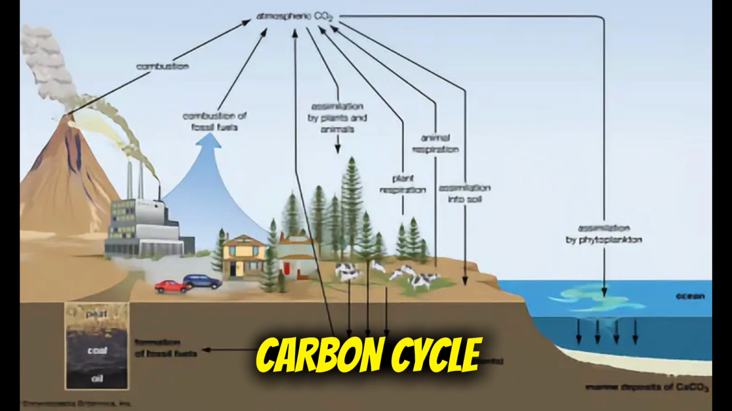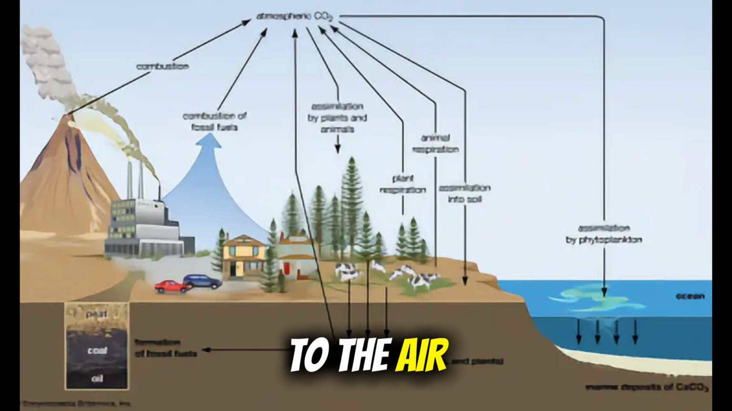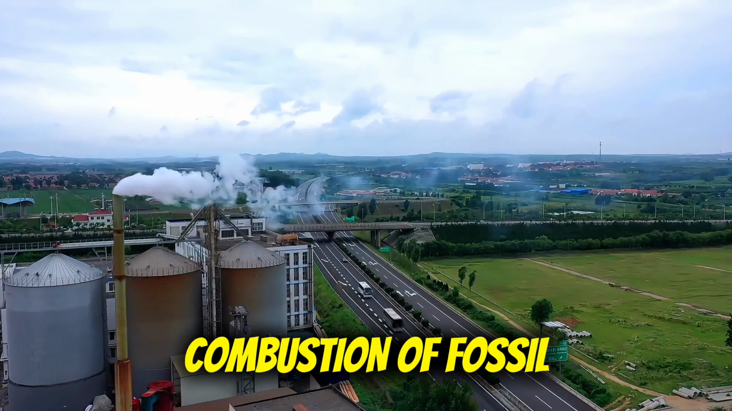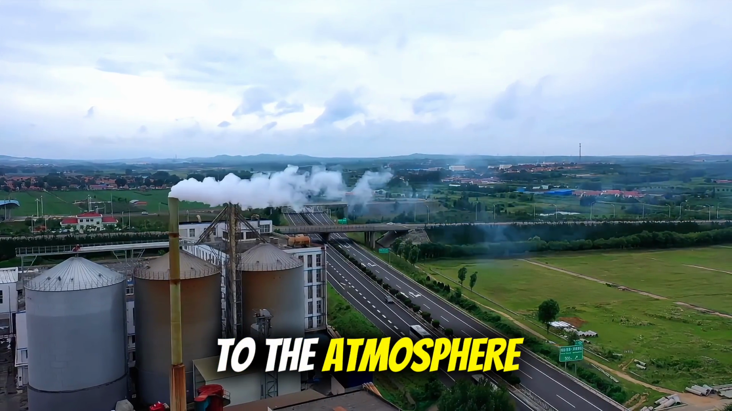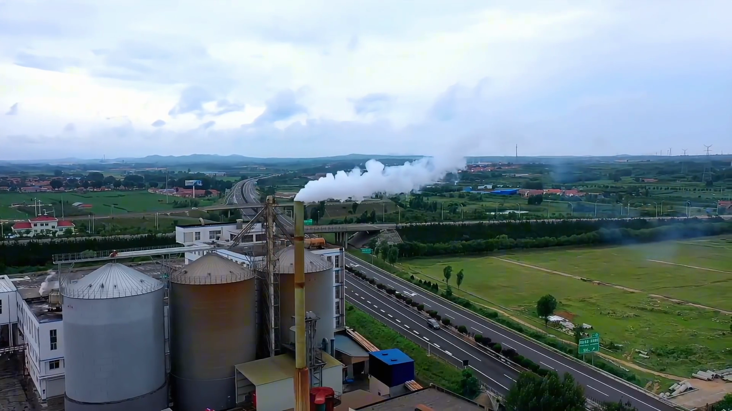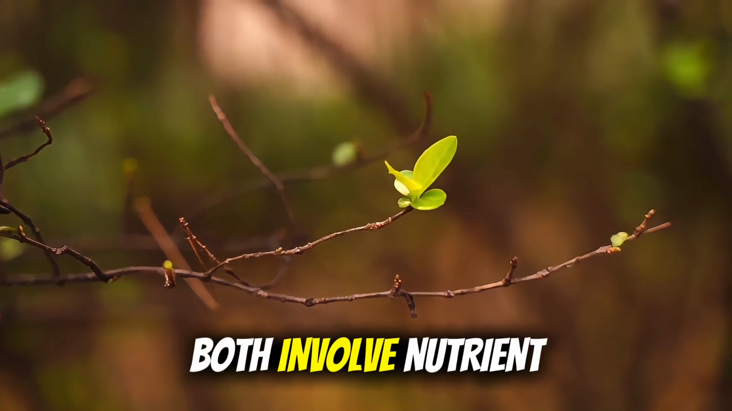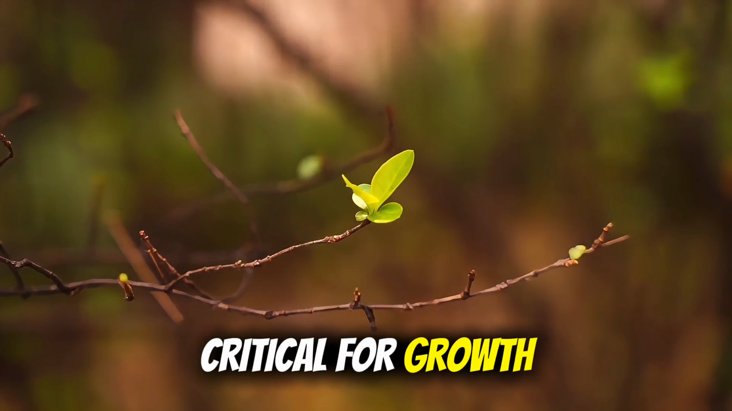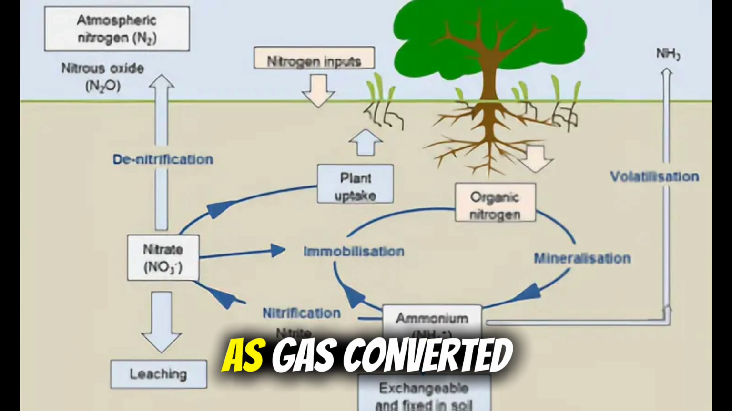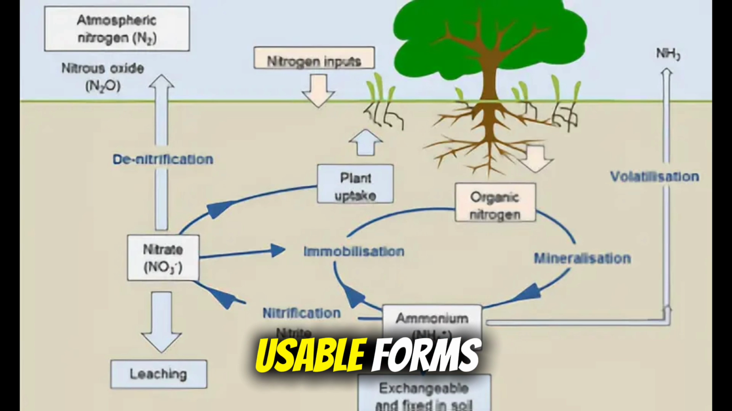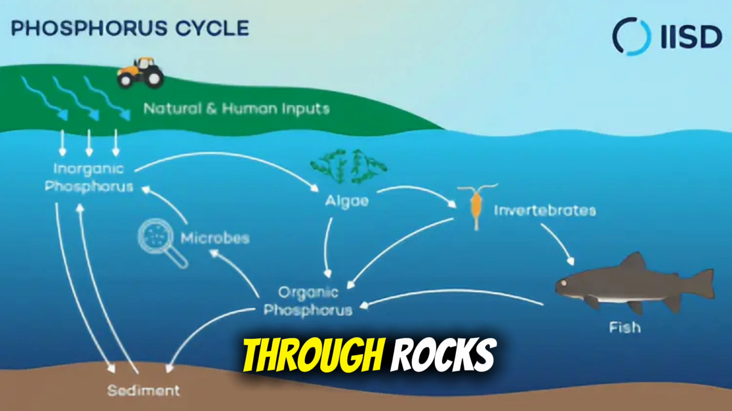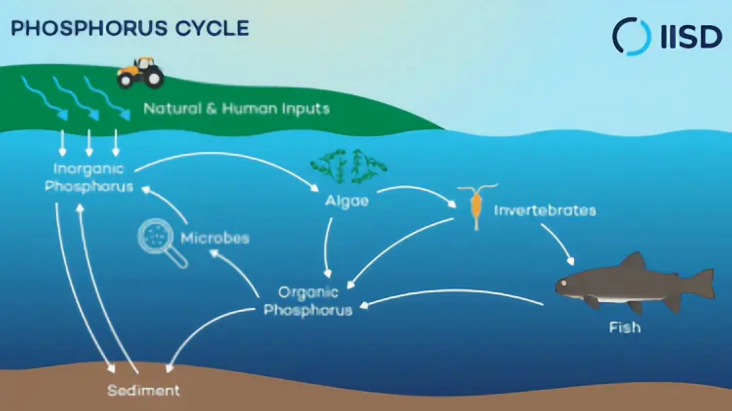In the carbon cycle, respiration returns carbon dioxide to the air, erosion releases trapped carbon from rocks, and combustion of fossil fuels adds excess carbon to the atmosphere, disrupting the balance and accelerating climate change. The nitrogen and phosphorus cycles both involve nutrient movement critical for growth, but they differ in form and speed. Nitrogen cycles through the atmosphere as gas converted by bacteria into usable forms, while phosphorus lacks a gaseous phase, cycling more slowly through rocks, soil, and water.